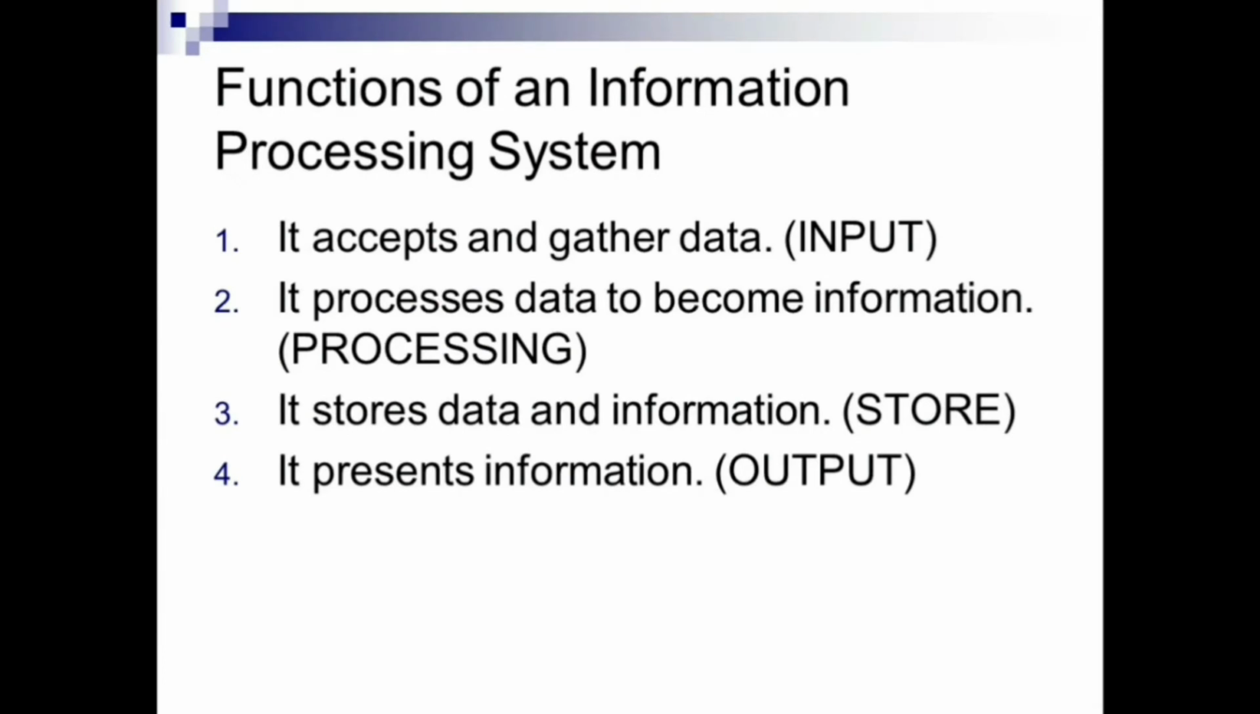Now, functions of an information processing system. First, it accepts and gathers the data as input. Second, it processes the data to become information, that is called processing. It also stores the data and information, and it also presents the processed information as output.